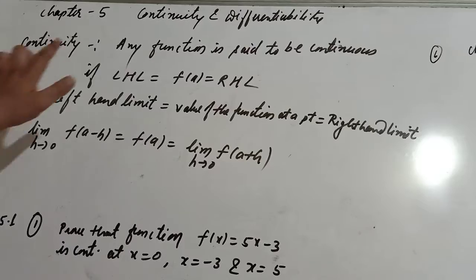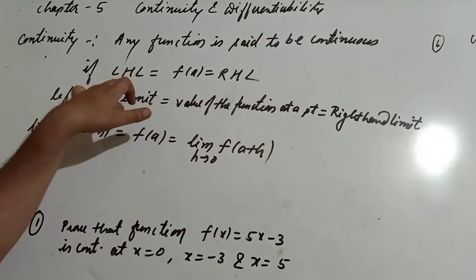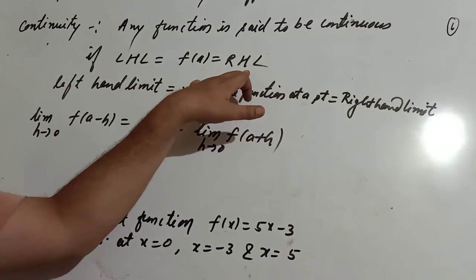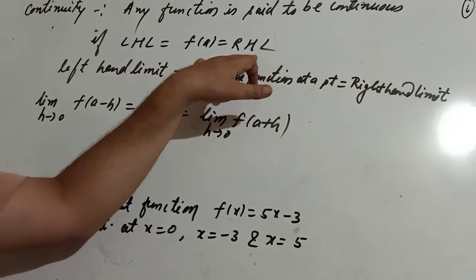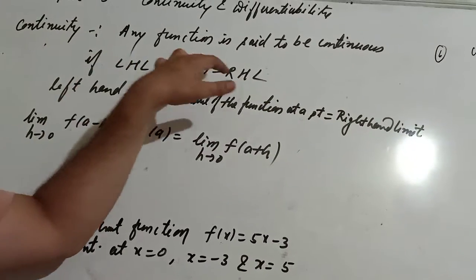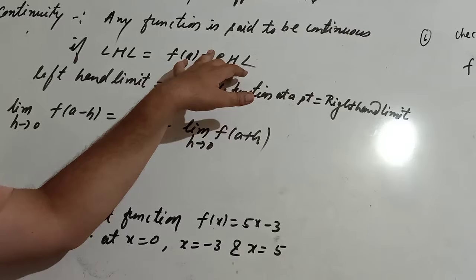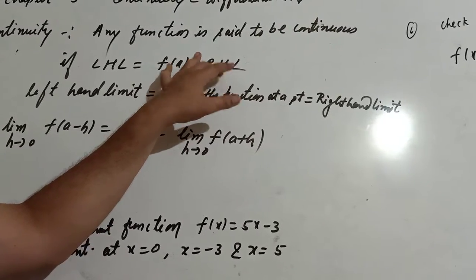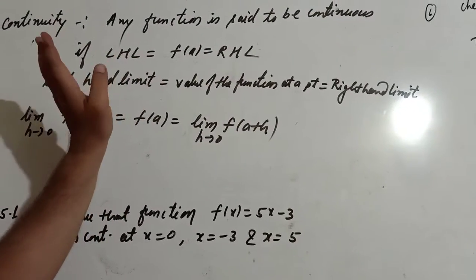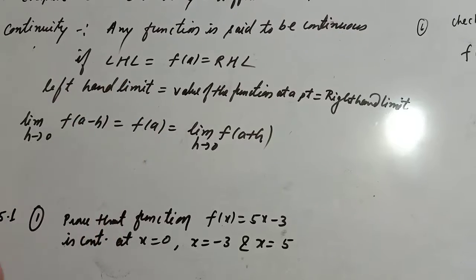Mathematically, any function is said to be continuous if LHL equal to f of a equal to RHL. All three things. For limit, we were finding only left hand limit and right hand limit at the given point. But here we have to find three things. If all three are equal, we can say function is continuous mathematically.